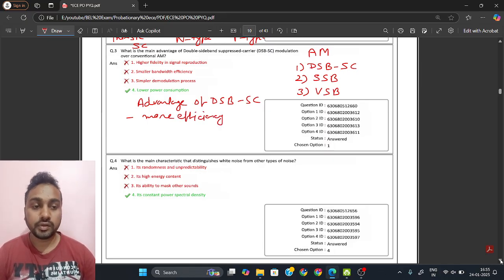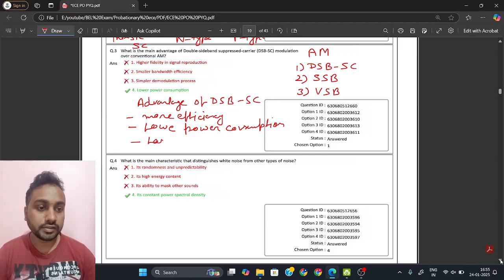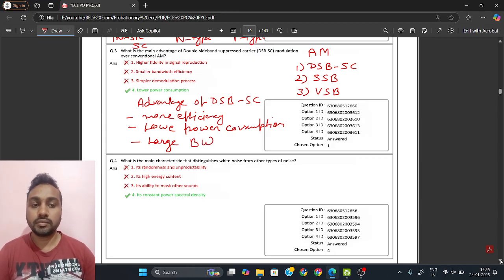It provides more efficiency compared to other AM modulation, and it has lower power consumption. It has lower power consumption, okay, and it provides large bandwidth. These three main advantages are there for DSB-SC. So here, if you see option 4, lower power consumption, this is right for DSB-SC, okay.